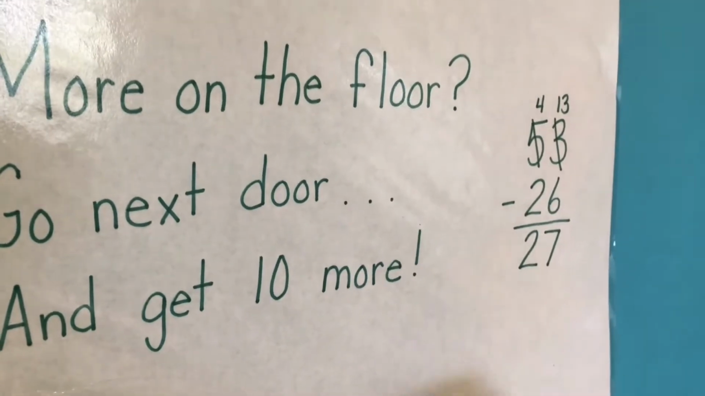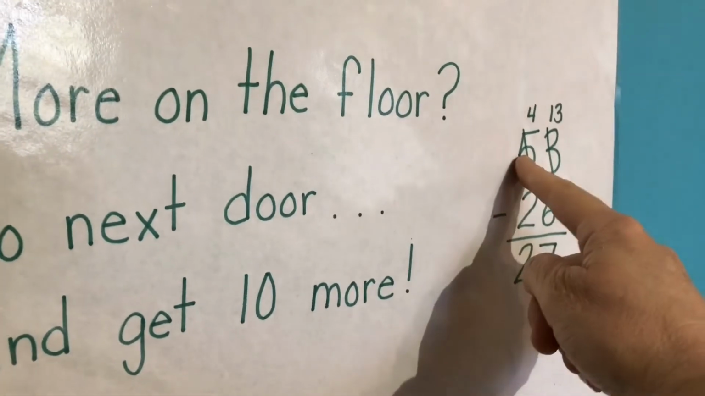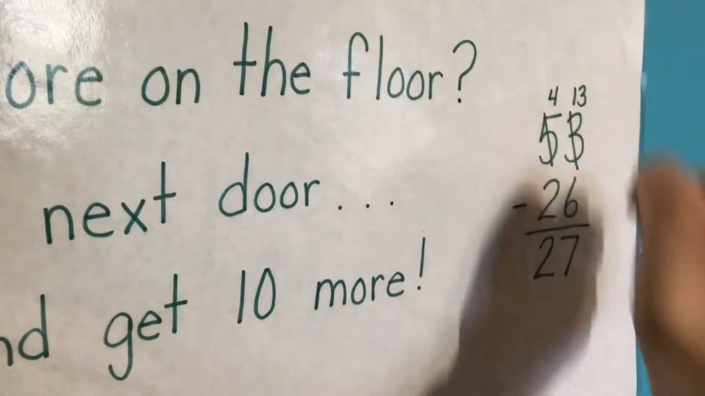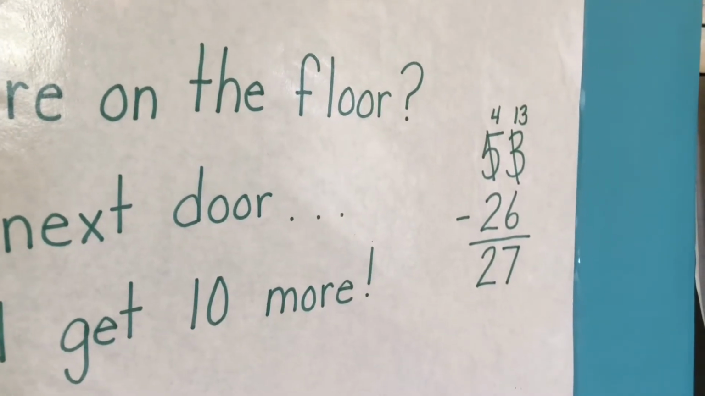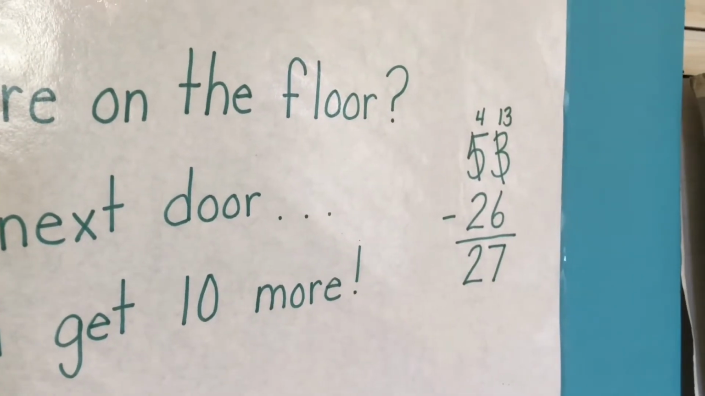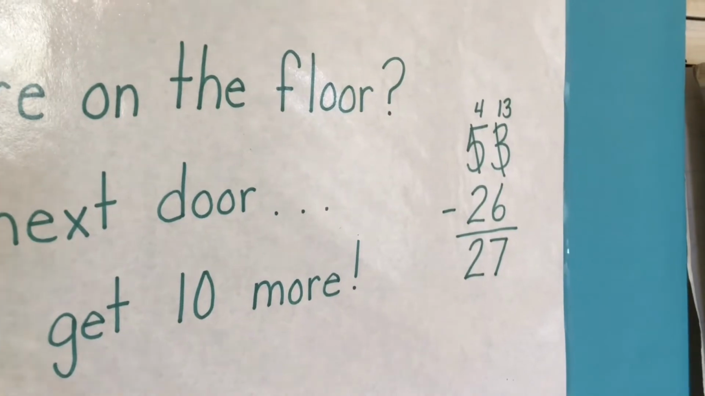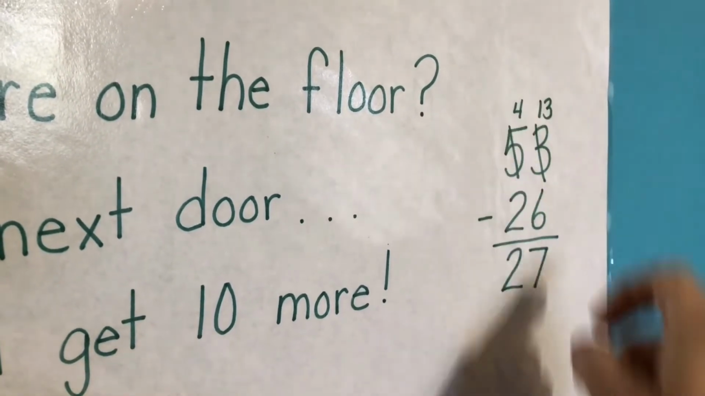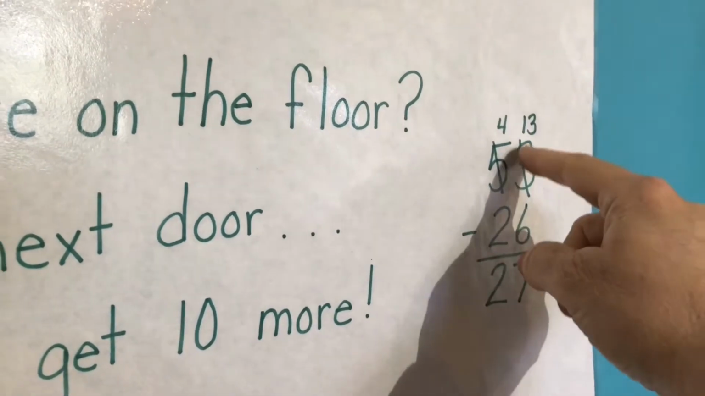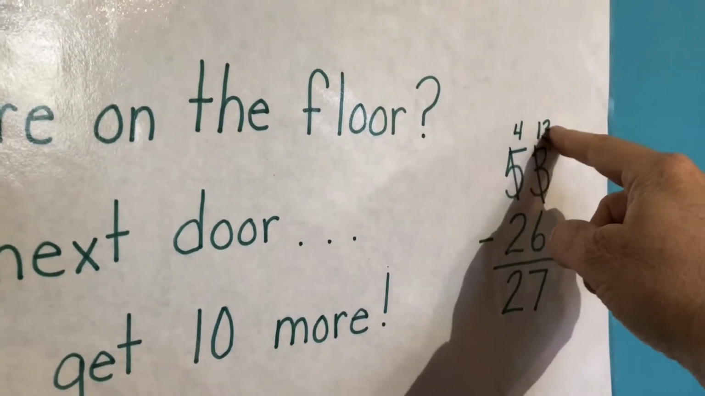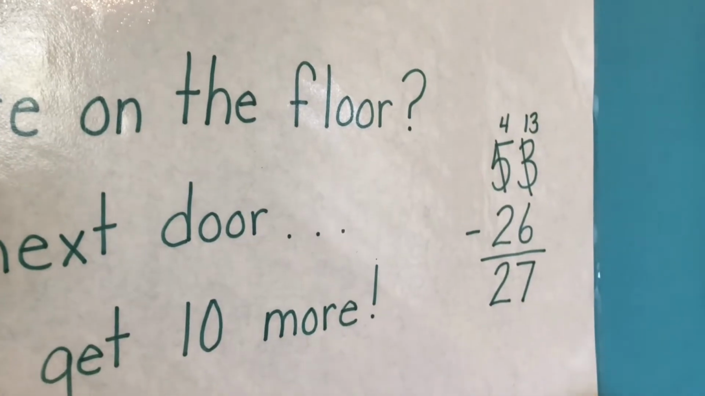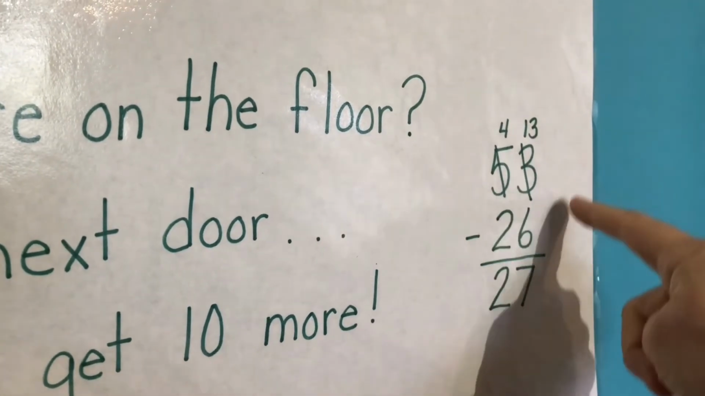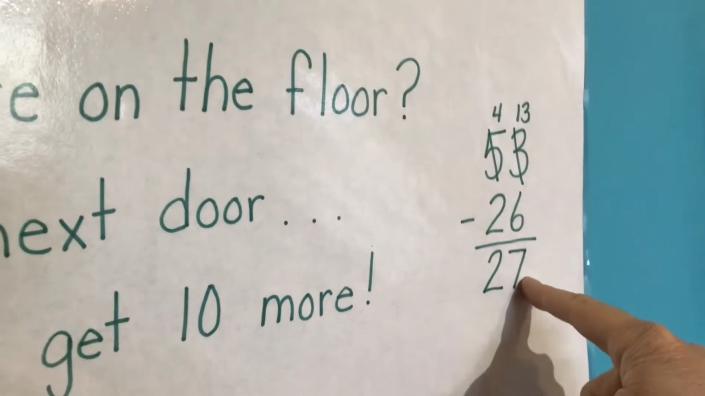And you know me, I love to act it out. So I go next door and I knock on the door and I say, hello, 5. May I have one, please? And 5 is a nice fellow, so he says, sure. And when you cross out the 5 to take one away, it becomes a 4. He gives that 1 to the 3, which makes the 3 a big old 13. Now I can do my subtraction. 13 minus 6 equals 7.